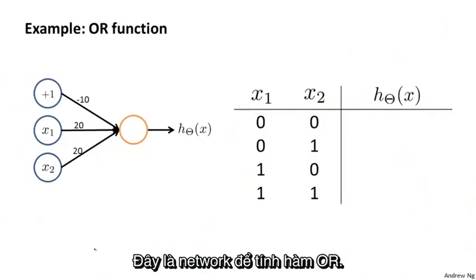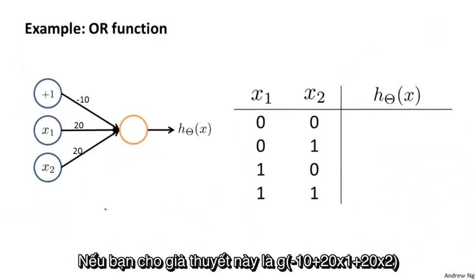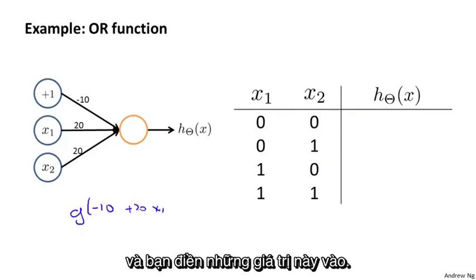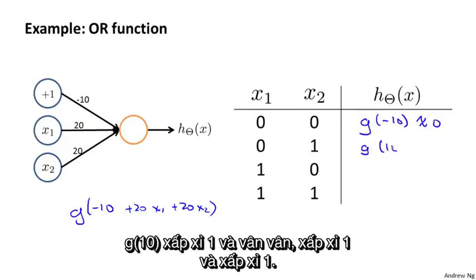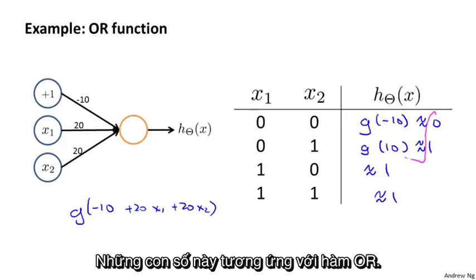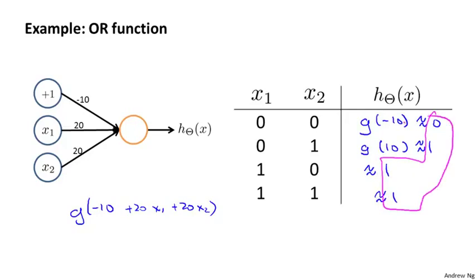This network shown here computes the OR function. Just to show you how I work that out, if you write out the hypothesis, you find that it's computing g of minus 10 plus 20x1 plus 20x2, and so if you fill in these values, you find that that's g of minus 10, which is approximately 0, g of 10, which is approximately 1, and so on. And these are approximately 1, and these numbers are essentially the logical OR function.